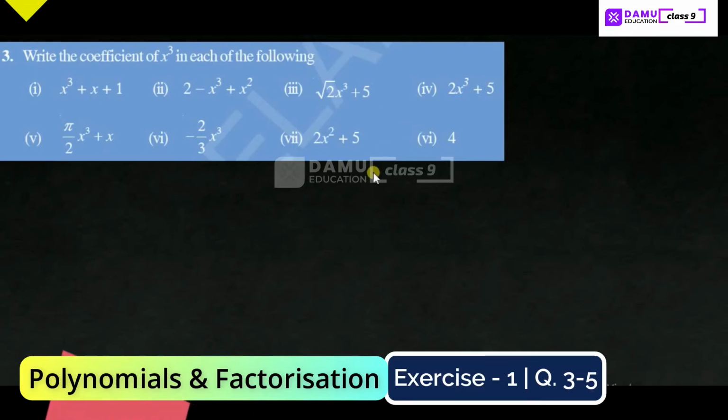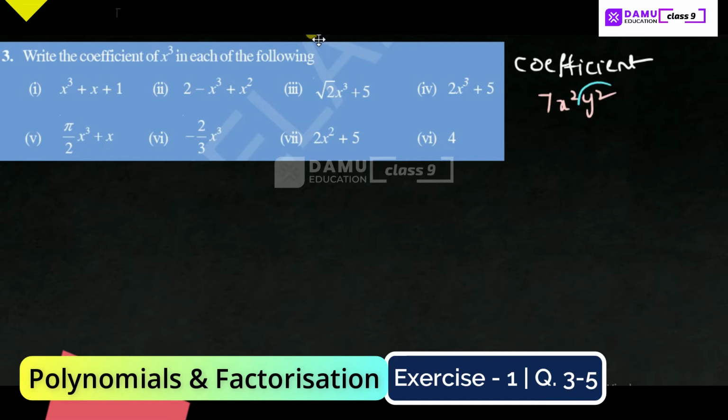So our next question, the third question, is to write the coefficients of x cube in each of the following given polynomials. So what is meant by coefficient? Before going to solve this question, we should know what is meant by coefficient. So let's take 7x square y square.